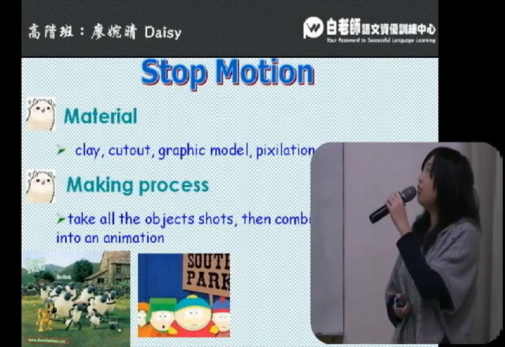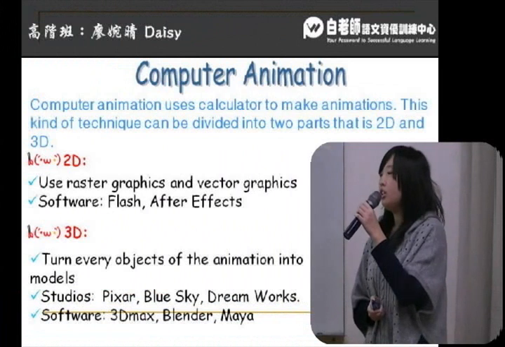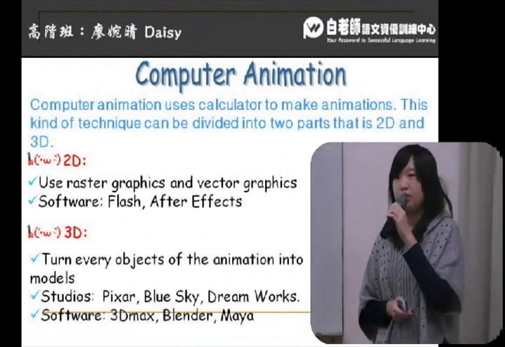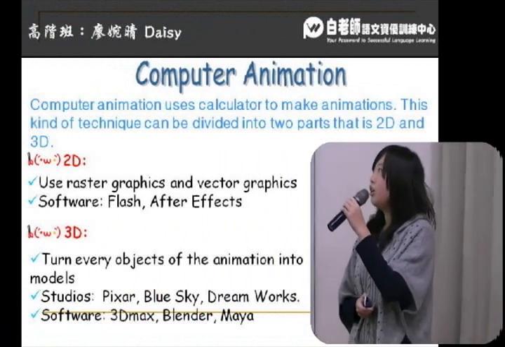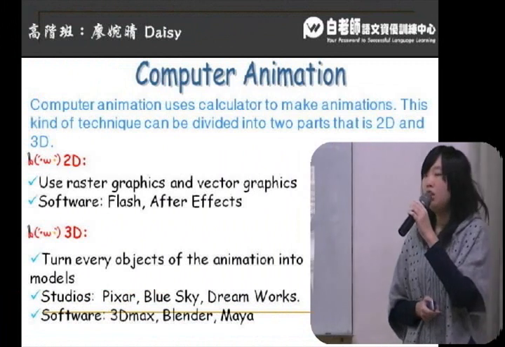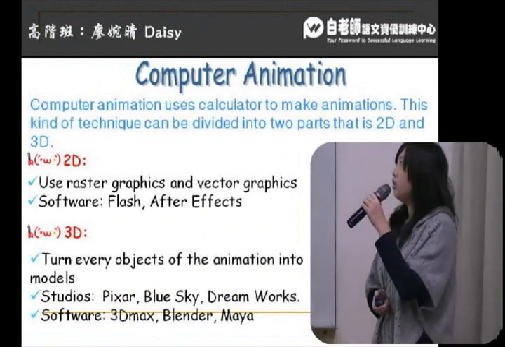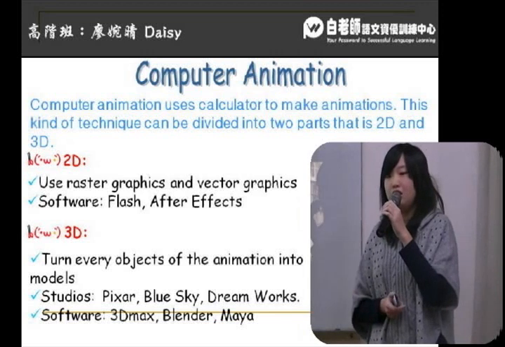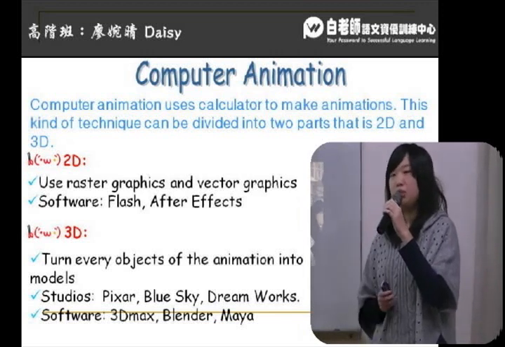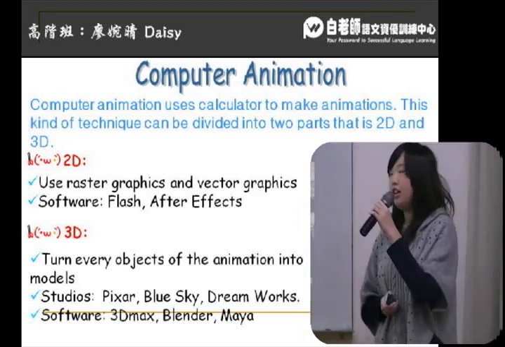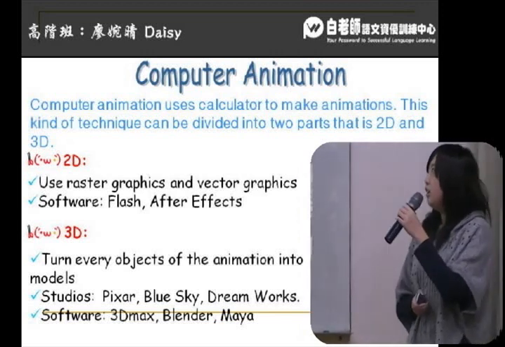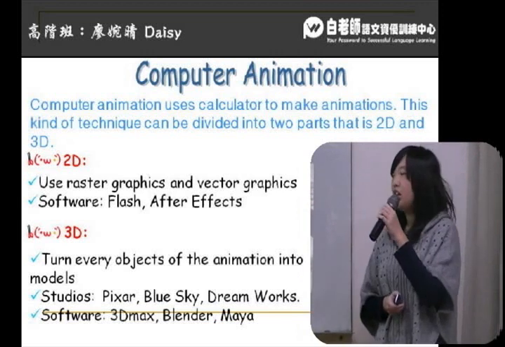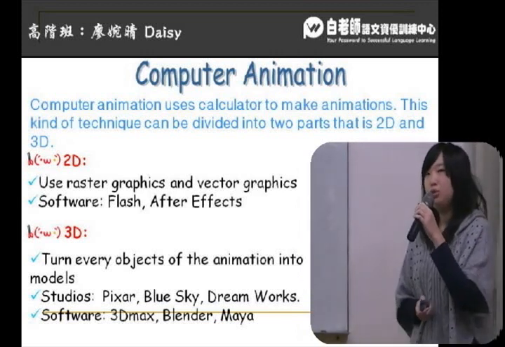And the third one is the computer animation. Computer animation uses a computer to make animation, like 2D and 3D. And I will talk about 2D and 3D. The first one, 2D, uses raster graphics. Raster graphics is like using small squares as dots with just red, green, and blue, these three colors. And vector graphics is like some shapes, like rectangle or square. And some software like Flash and After Effects can make 2D animations.